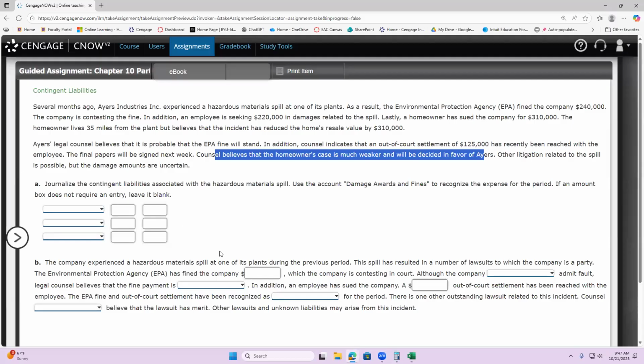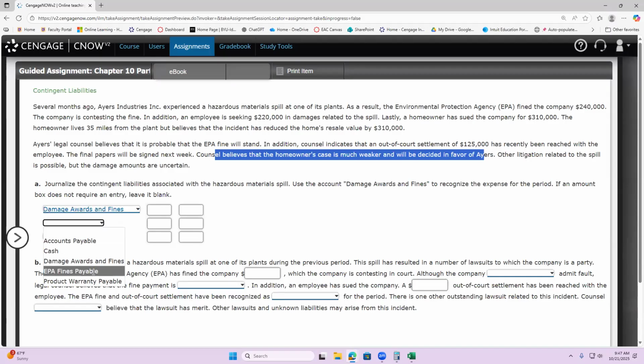So what we're saying is we believe we're going to have to pay this one to the EPA. So we're going to do EPA fines payable. Also, we've already created a settlement with the other people, which means we're going to have to pay that, right? We've already agreed to it. So this damage award and fines is an expense.